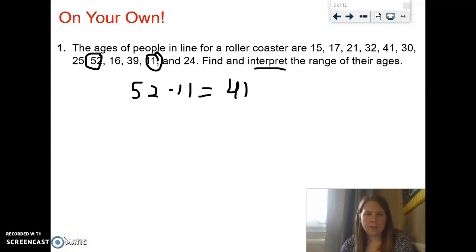All right, welcome back. So finding your range, you're just taking the largest and the smallest. In this case, the largest age was 52 and your smallest age, or your youngest age, was 11. So finding that difference is 41. Interpreting it, again, I didn't write this out, would mean that there is a difference of at most 41 years between the people who rode the roller coaster. That's the biggest difference between the largest and the smallest, but anyone could be within that range of 0 to 41 years of difference. That's what that range means.